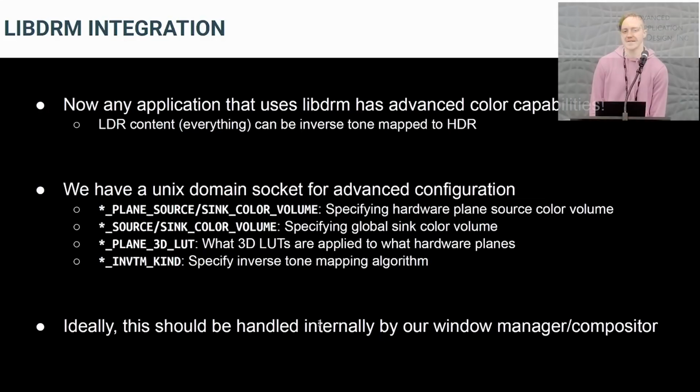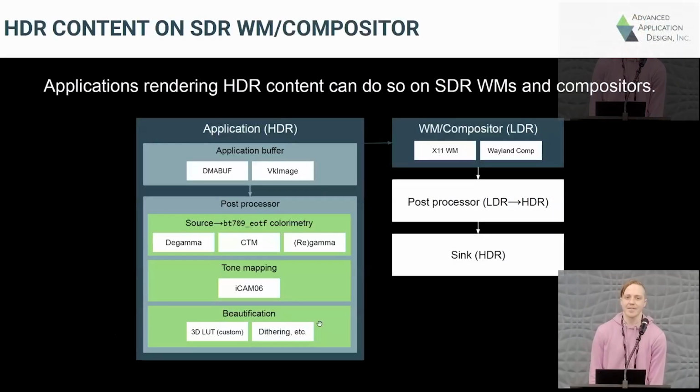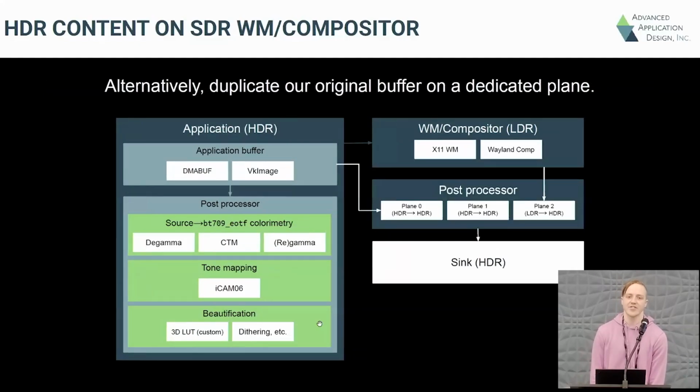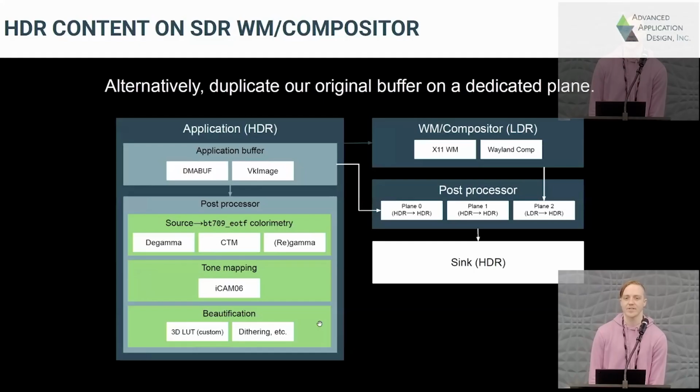And then we went the Wayland route and used a Unix domain socket for advanced configuration if you care about that. So we now have a case where if you're an HDR application, you want to render it on Linux, you can actually use our post processor on your Vulkan buffer directly to tone map it to LDR with the expectation that our window manager that's using our meta implementation of libdrm will later inverse tone map it properly to HDR. Alternatively, if you're confident in your HDR implementation, you can request our post processor to render it to a dedicated hardware plane and it will respect your color volume.